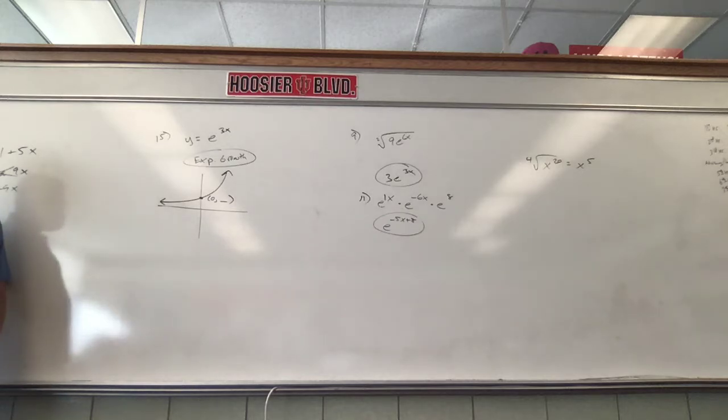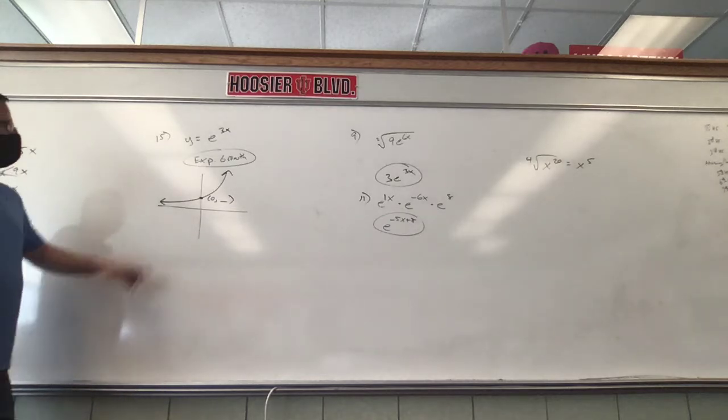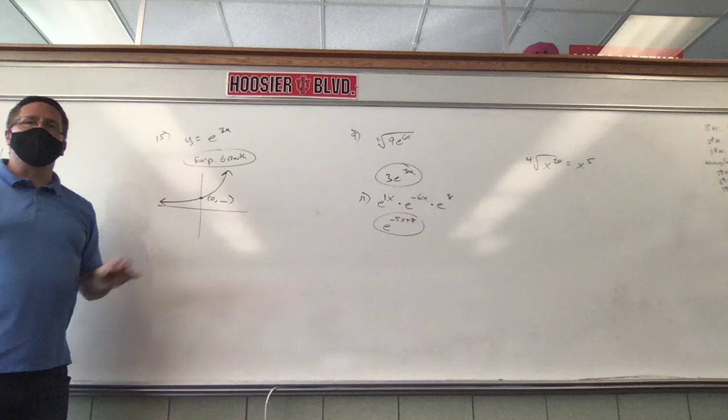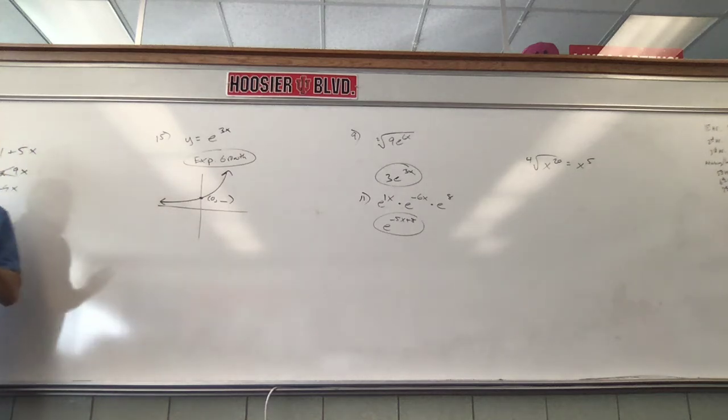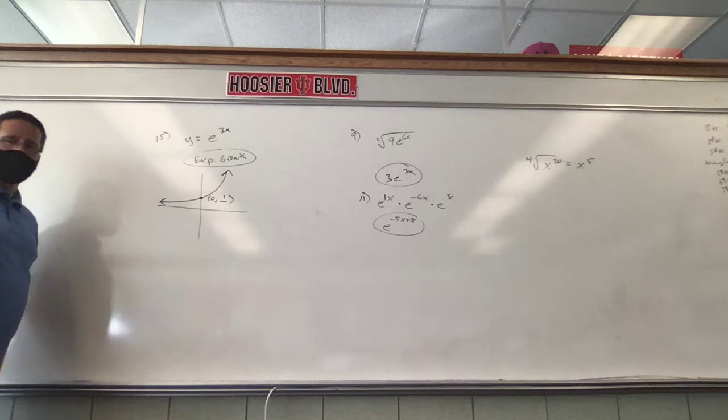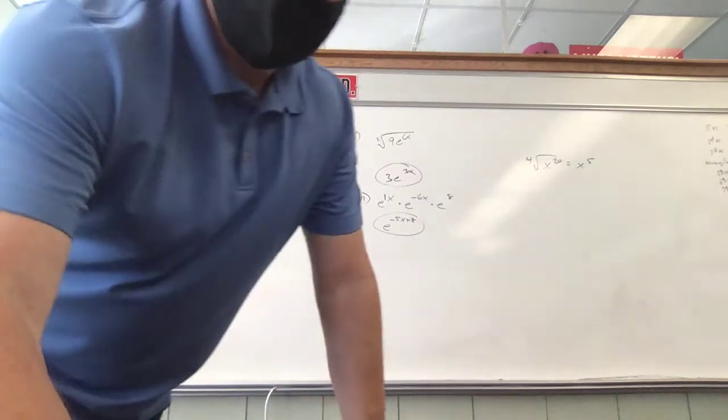More review that we did just before break. If I plug in 0 for x, 3 times 0 is 0. What's e to the 0? What's anything to the 0? 1. What's the most popular wrong answer? 0. It's not. Anything to the 0 is 1. So it's the point 0, 1. Okay?